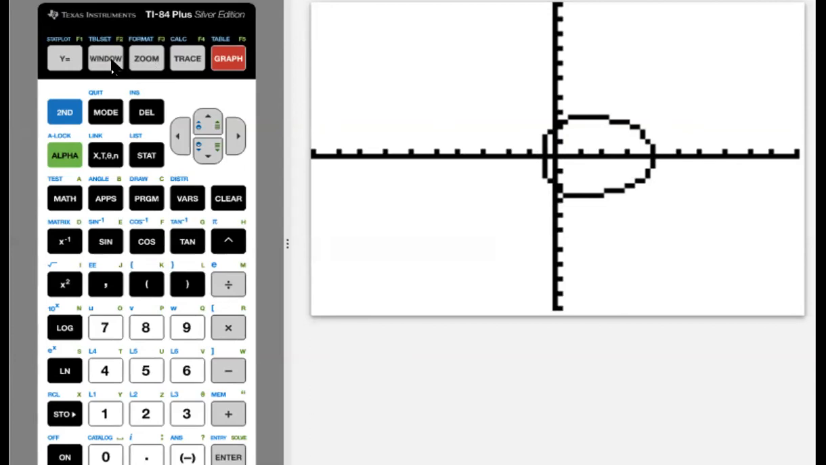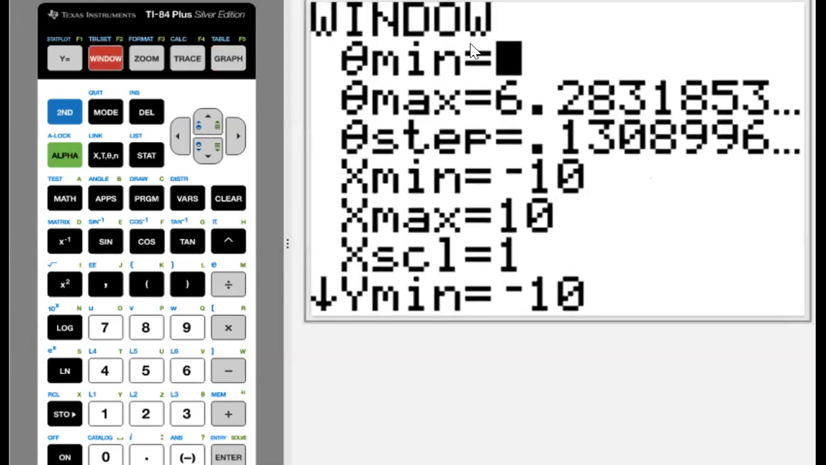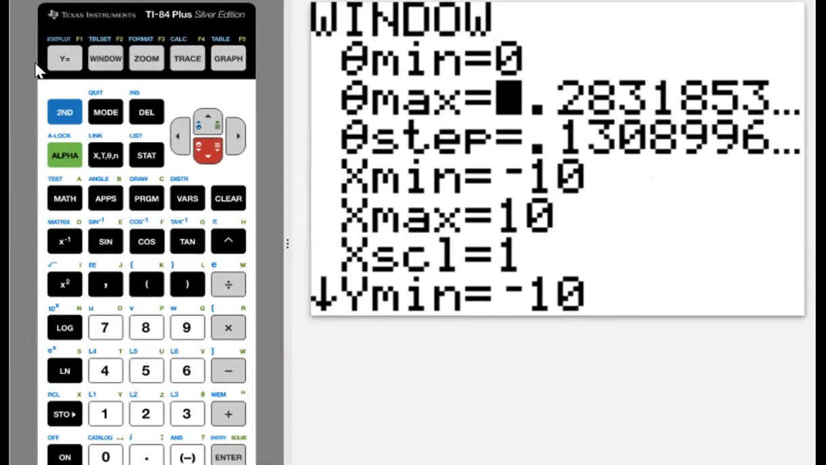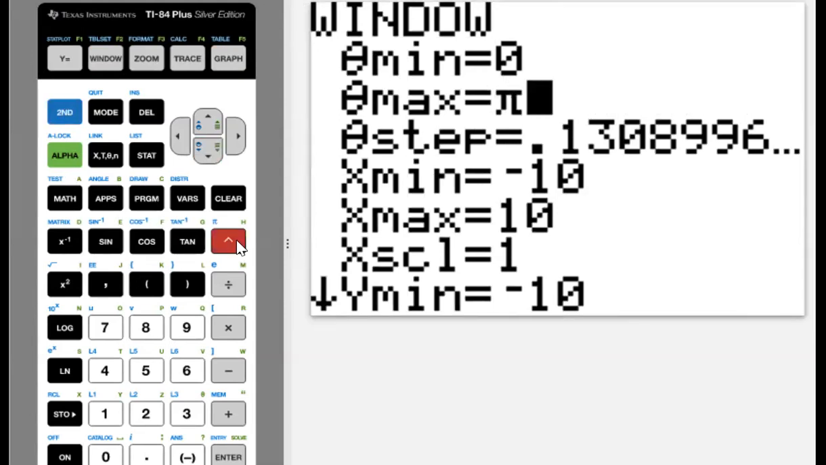So let's try setting the window. I'm going to go to the window, and for theta min, let's start from 0 radians, and the theta max value is 6.28, that is 2 pi. So let's put in the value pi. Let's press the second key and then the caret.